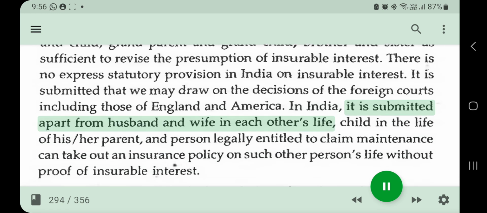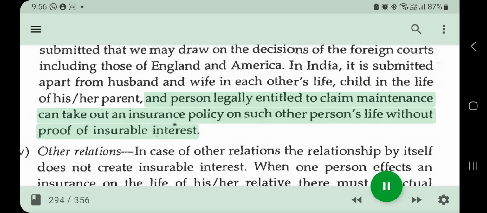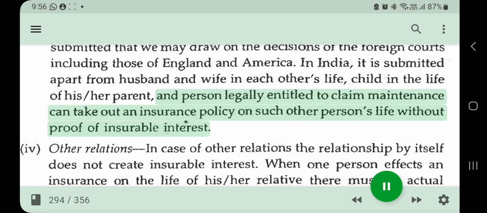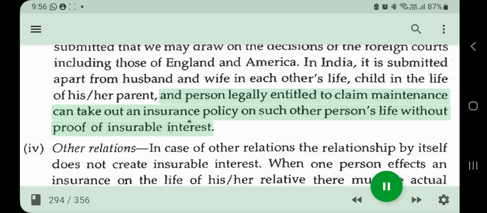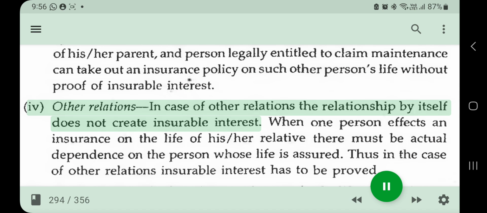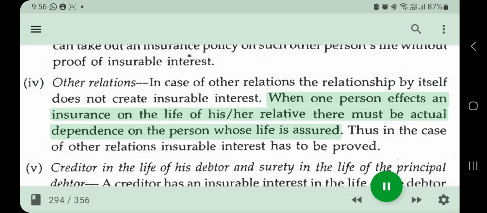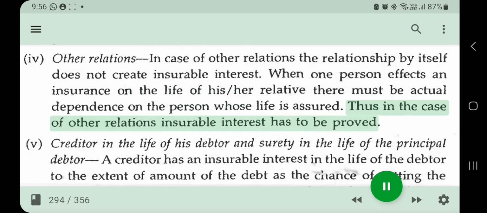In India, it is submitted, apart from husband and wife in each other's life, a child in the life of his or her parent, and a person legally entitled to claim maintenance can take out an insurance policy on such other person's life without proof of insurable interest. IV. Other relations. In case of other relations, the relationship by itself does not create insurable interest. When one person effects an insurance on the life of his or her relative, there must be actual dependence on the person whose life is assured. Thus, in the case of other relations, insurable interest has to be proved.